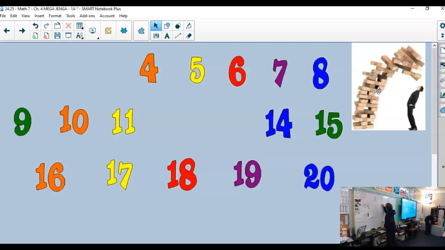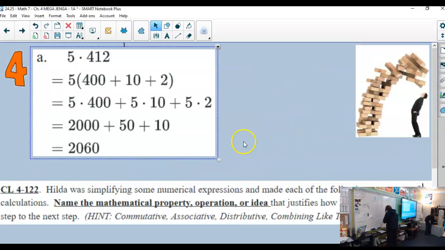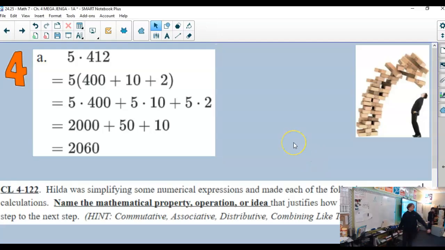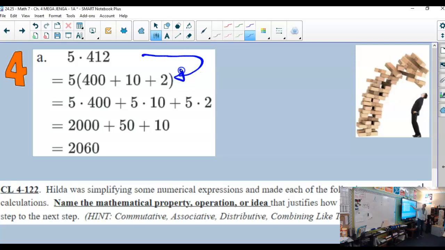Lakin, pick a number. 4. You hear that on the golf course? Duck. Guys, there's a problem exactly like this on the test. It's like the problem we had before. It wants us to identify what did they do. What did they do? Like, how did they go from step to step?